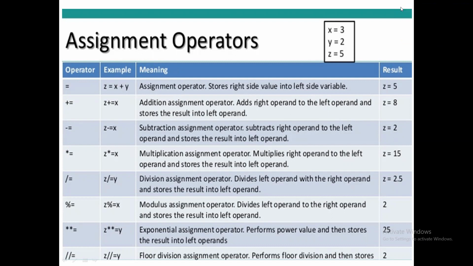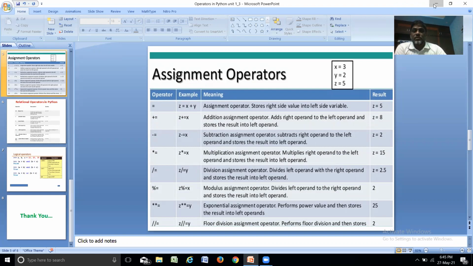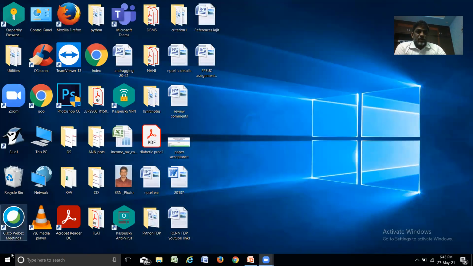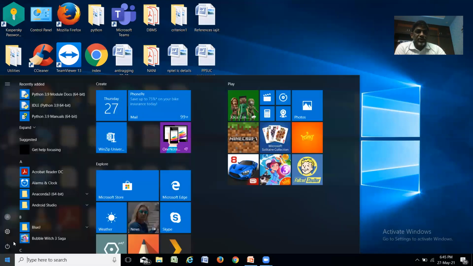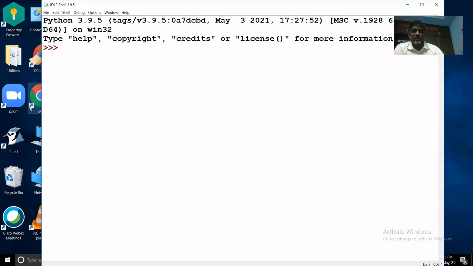Let me show you with the help of an example now. I'll open IDLE to show the example programs. I just want to show you how the operators that we took perform here.